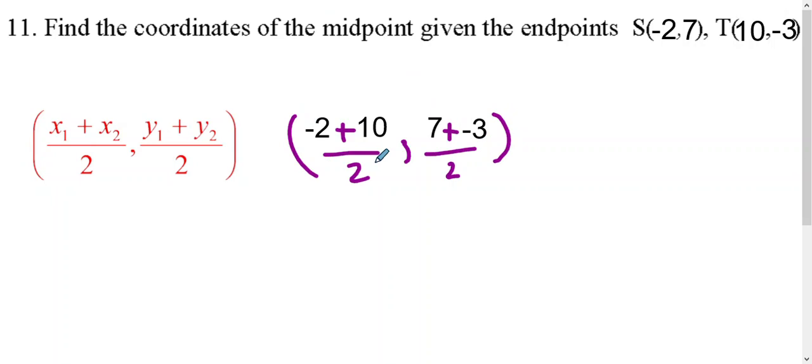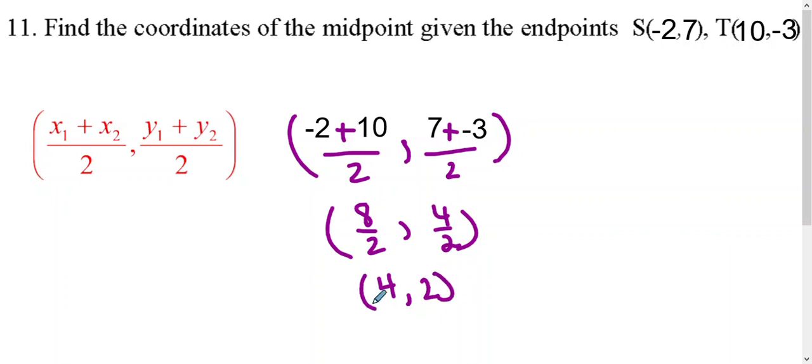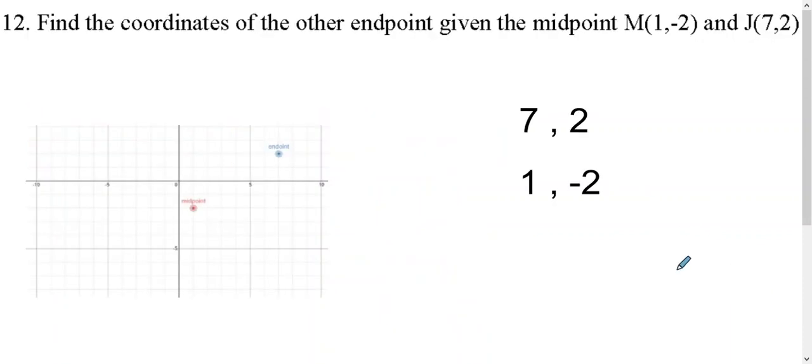Now we just have to do the math. This gives me 8 over 2, and this one here gives me 4 over 2. So I can simplify one more time, and I get 4 comma 2. That is the coordinates of my midpoint, the average of the x's and then the average of the y's.